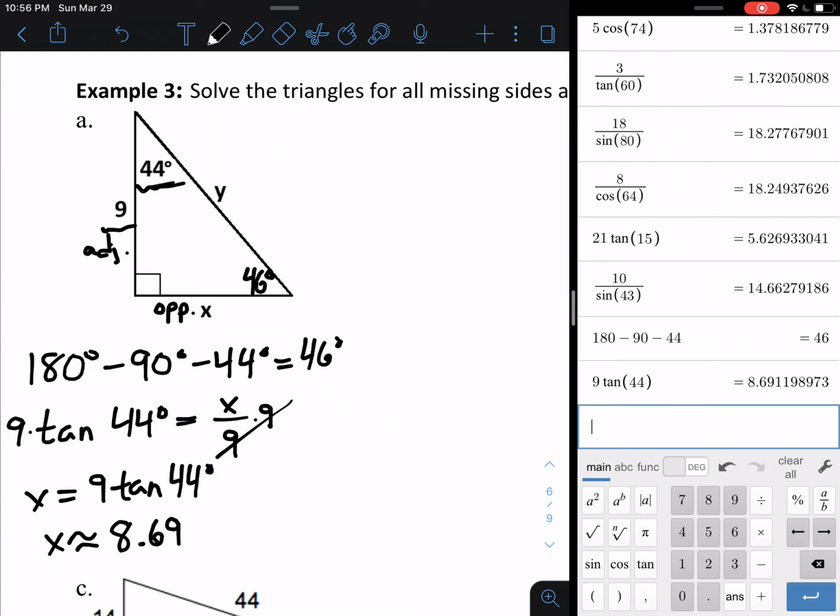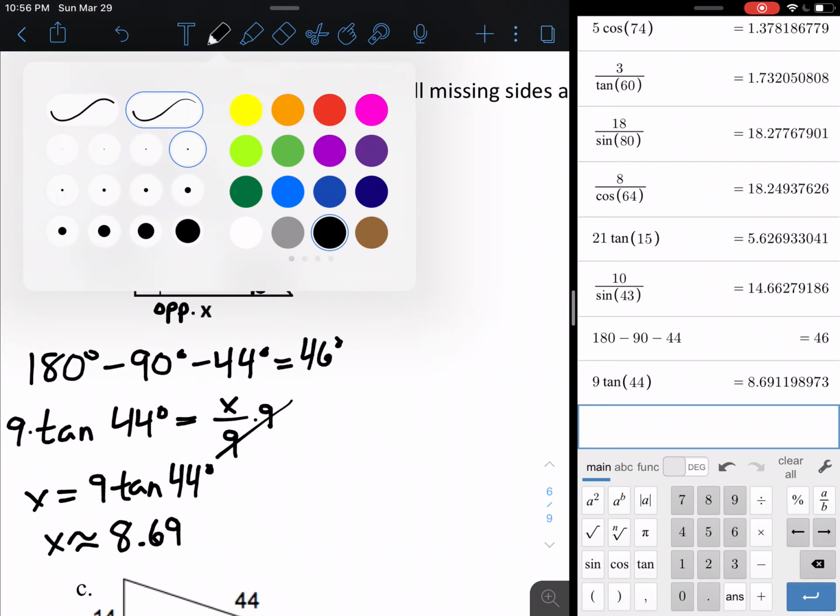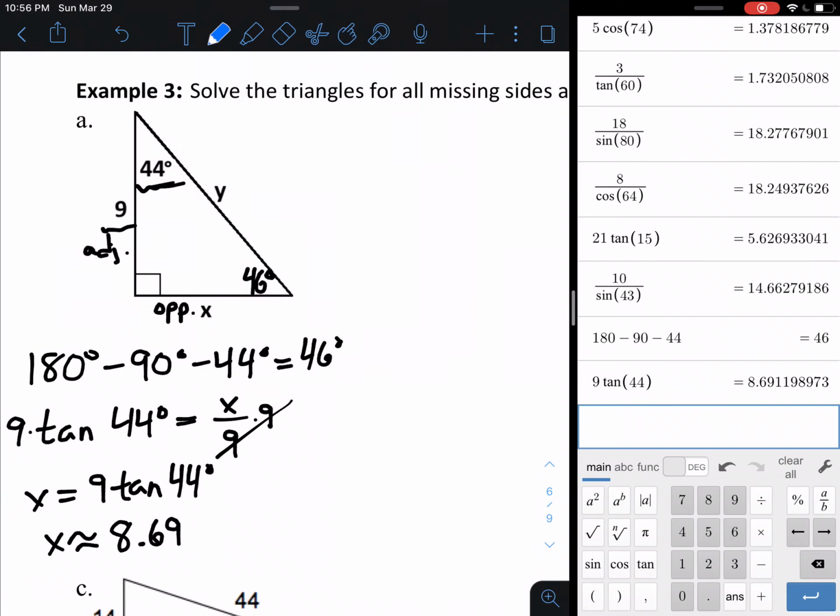All right. In addition to that, we also need to find y. And when we go to find y, we're going to use a slightly different ratio. So still looking at the 44, when we solve for y, y is your hypotenuse. 9 is still your adjacent, so the 9 won't change, but now we're going to be using a different trig function. Adjacent and hypotenuse, you should be thinking of cosine.